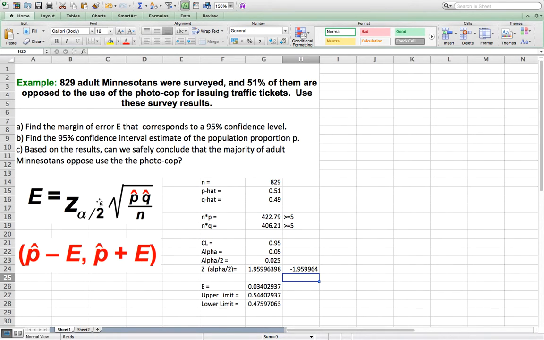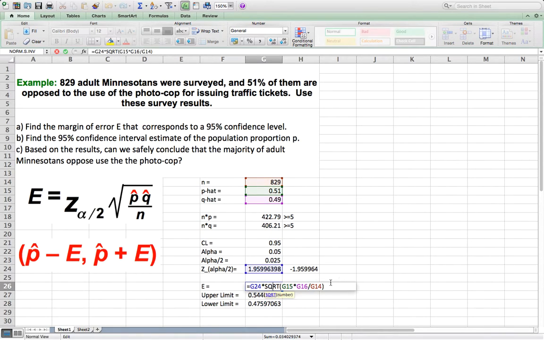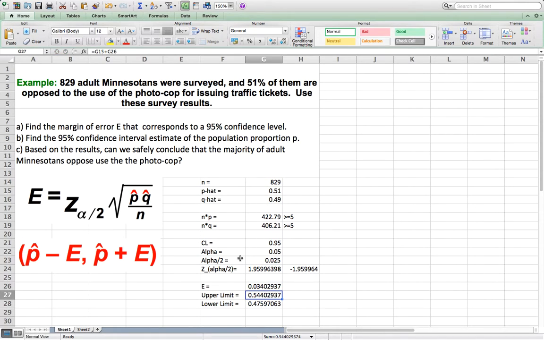Now let's calculate E by using this formula. You just need to simply type in this formula. Notice how I type it: G24, which is your z alpha over 2, multiplied by the square root of G15, which is p hat, multiplied by G16, which is q hat, divided by G14, which is n. All of them is inside the square root. Then I hit enter, and it calculates the margin of error for me.